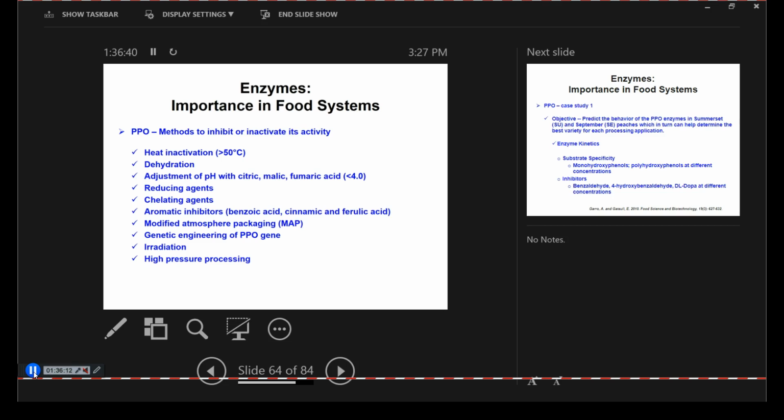Sometimes you have modified atmospheric packaging, changing the atmosphere and the gas percentages for the oxygen required for the reaction to occur. Genetic engineering, such as in the Granny Smith, irradiation, high pressure processing. I have two case studies that I will go over next time because I have to go. All right.